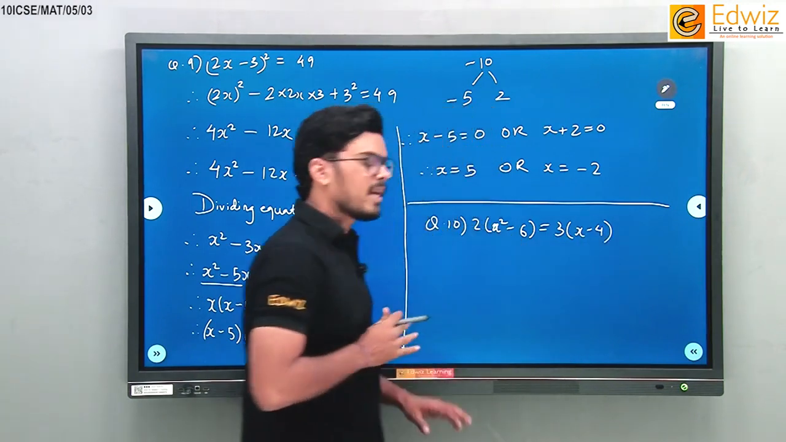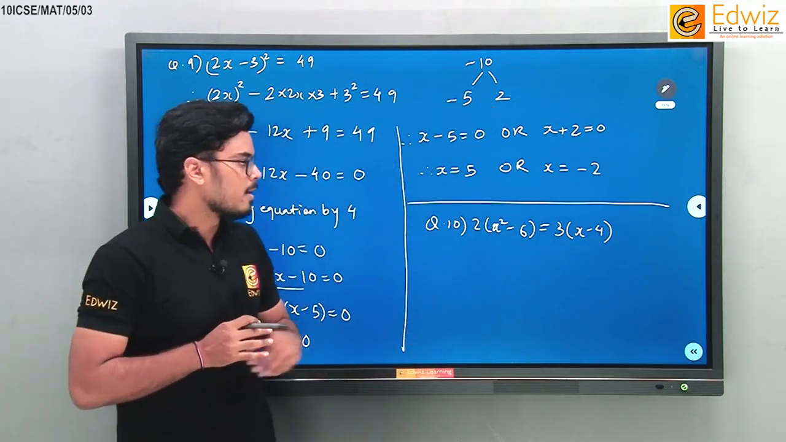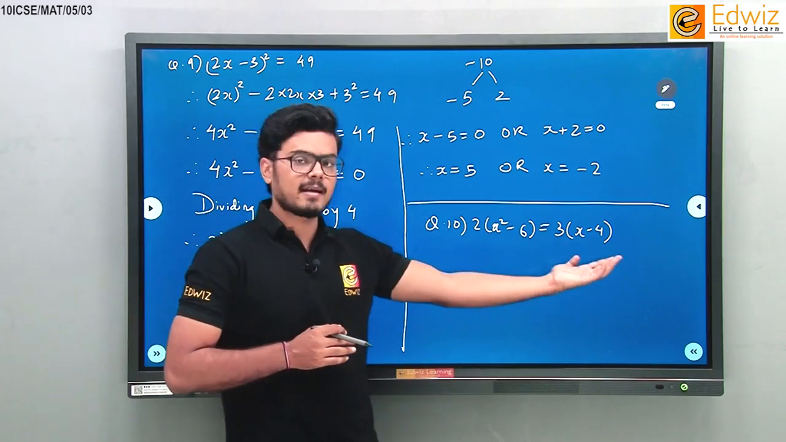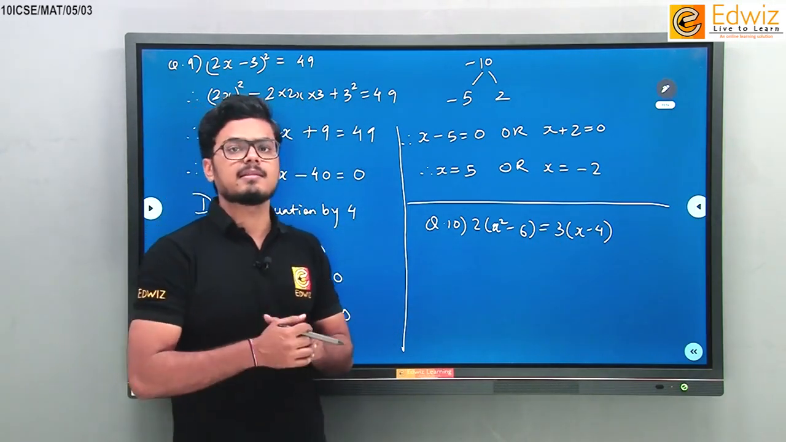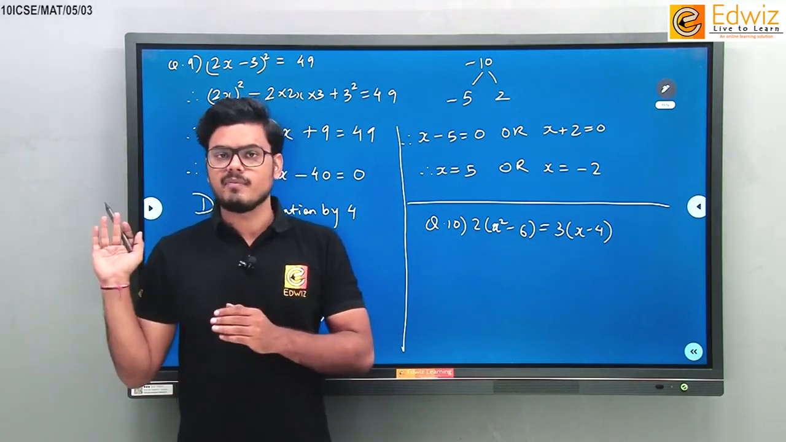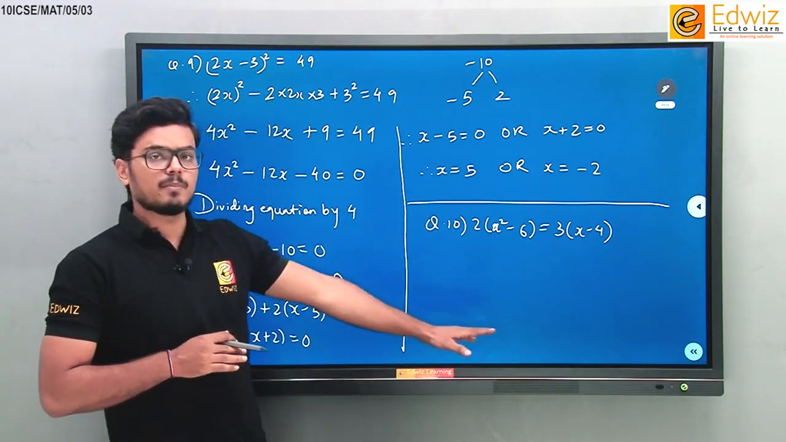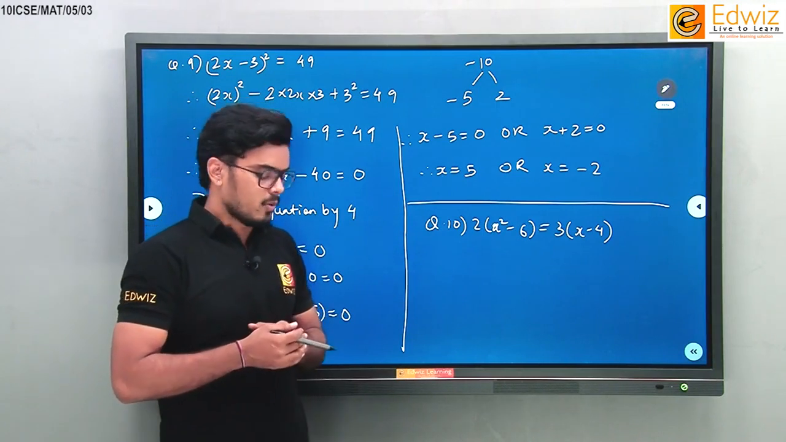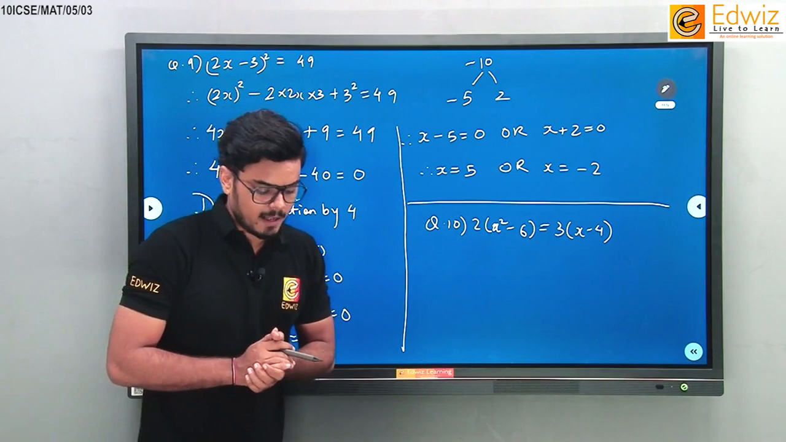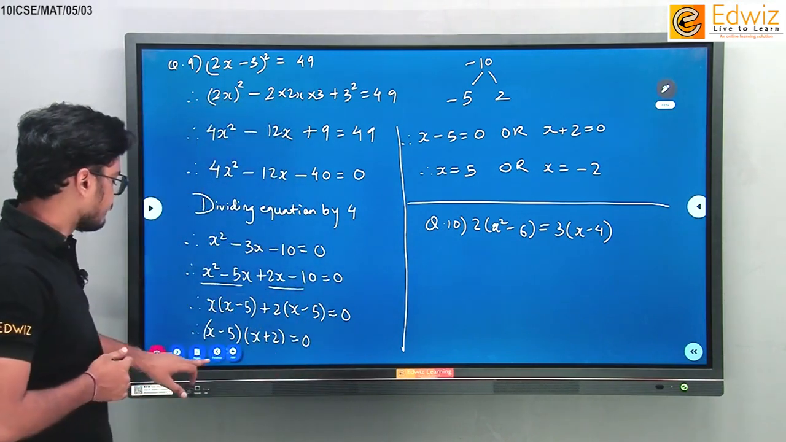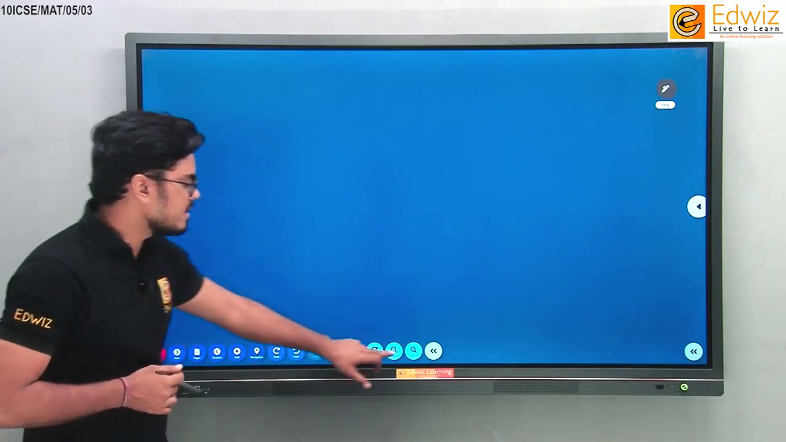So I would want you to try this on your own at home, because all you have to do is open the brackets and bring everything on one side. You will get a quadratic equation in its standard form and then solve it using the factorization method. So I'll leave this question up to you. Please note down the question. Okay, then we'll move on to the next question, that is question number 11. So moving on to the next question, let us go to a new page.